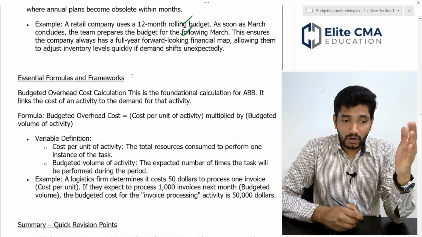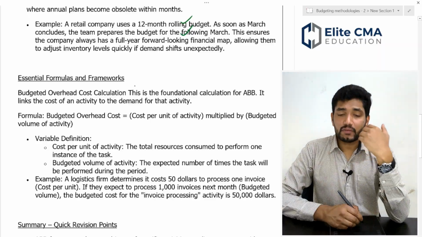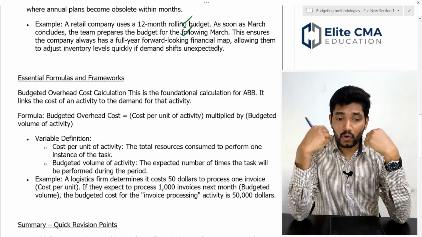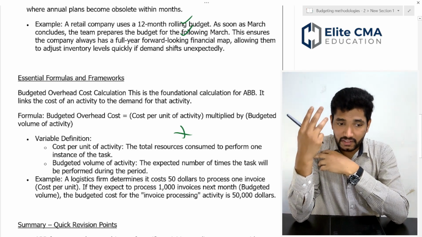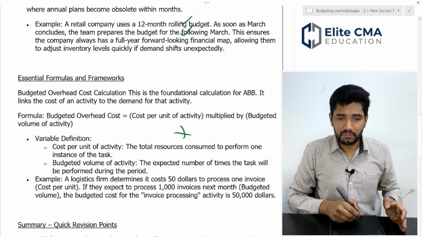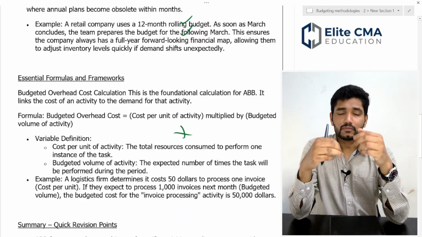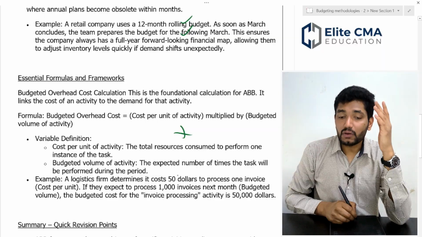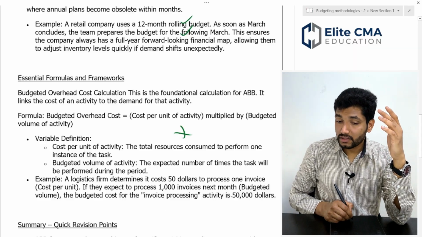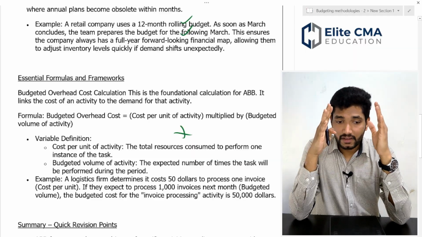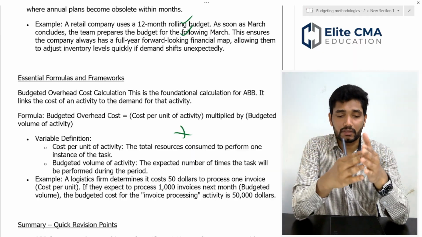Let's move to key summaries, what we discussed in this session. In activity-based budgeting, you have to calculate the budgeted overhead cost by multiplying the cost per unit of activity with the budgeted volume of activity. For example, a logistics firm determined its cost is $50 to process one invoice. If they expected to process 1,000 invoices next month, the cost for invoice processing is $50,000. It is based on the standard cost per unit of activity times the budgeted volume of activity.